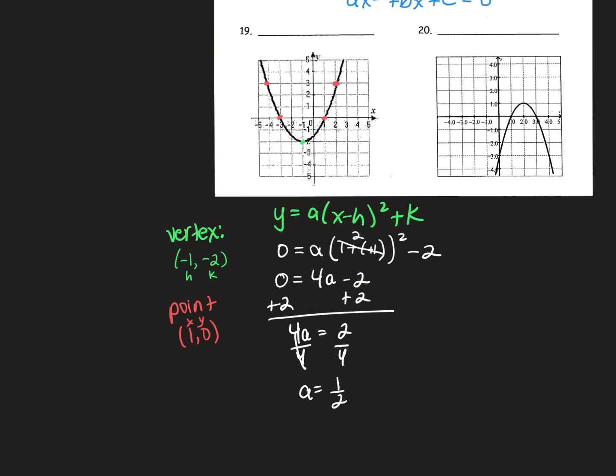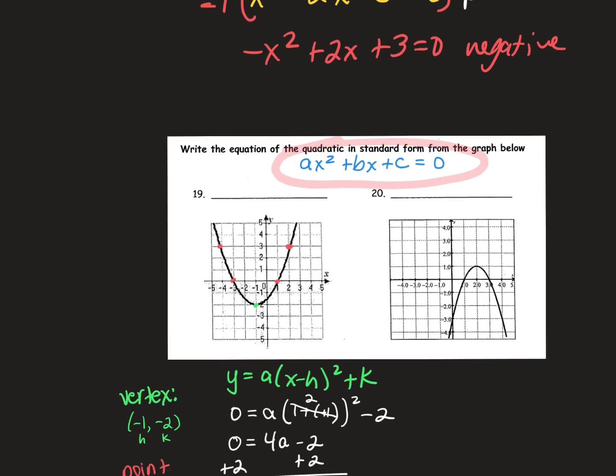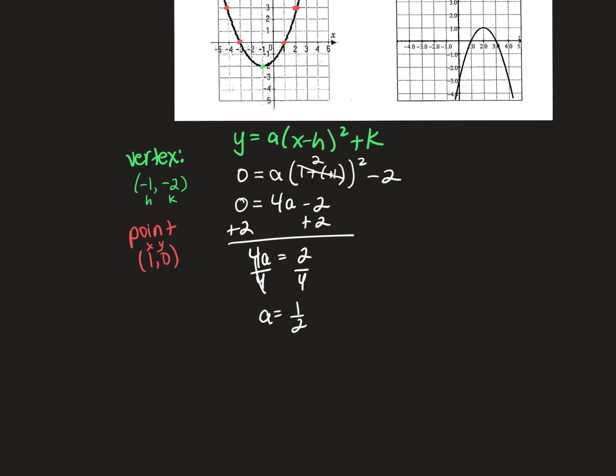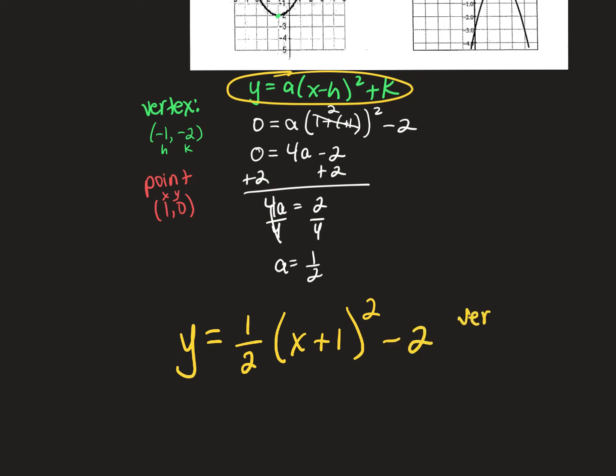Okay, so our goal is to get here. We are not there yet. We're at the vertex stage. So write this in vertex form. Y equals, my vertex form is right here. So what's my A value? Your A value is a half. 1/2 times x minus -1, so it's plus 1, right? Squared. And then minus 2. All right, this is my vertex form.